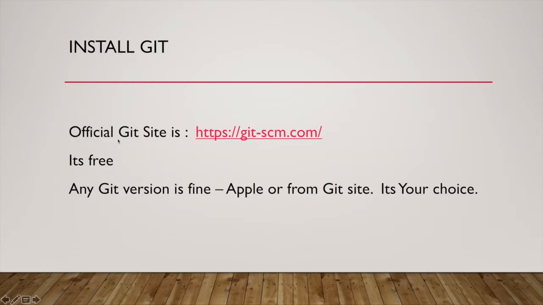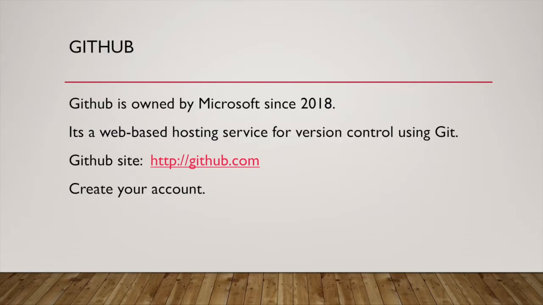So that's the next step, where we install Git. Official site is https://git-scm.com. It's free, and as I said earlier, Apple or Git site depends on your choice. So GitHub, what is GitHub? It is a web-based hosting service for version control using Git. GitHub is owned by Microsoft since 2018, and its official site is github.com. All you need to do is go there and create your account to start using it. It's also free for you.